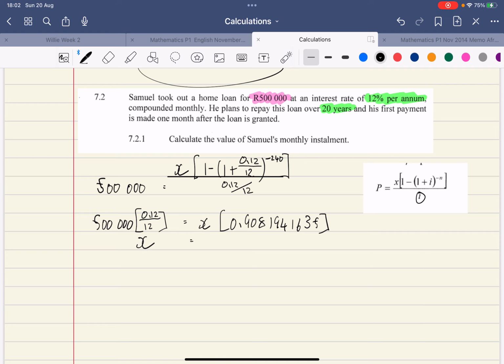I get X, so his monthly installment, 5,505 Rand. Yeah, that looks right. So this is the amount he's going to have to pay every month to meet the deadline, and an interest of 12% per annum.